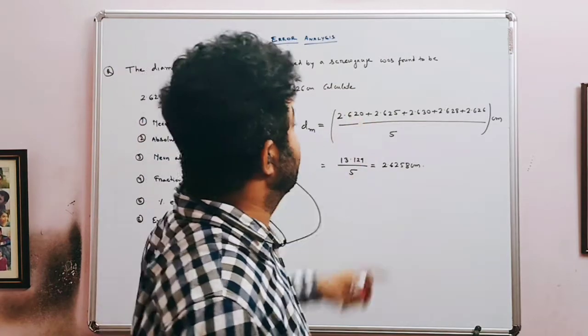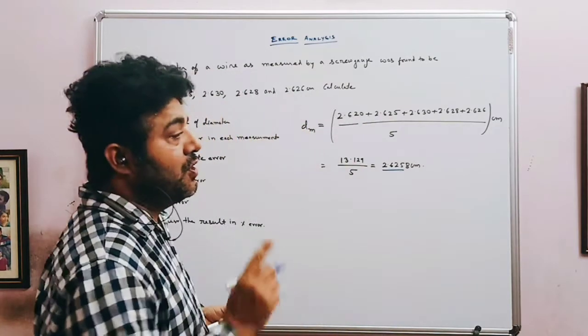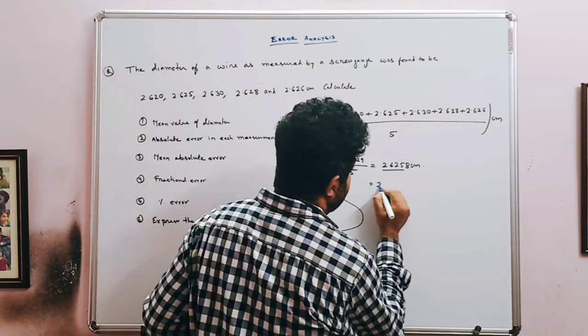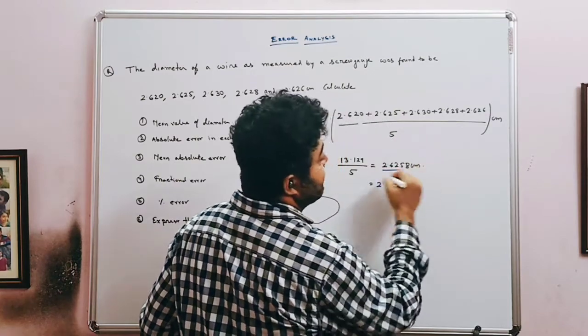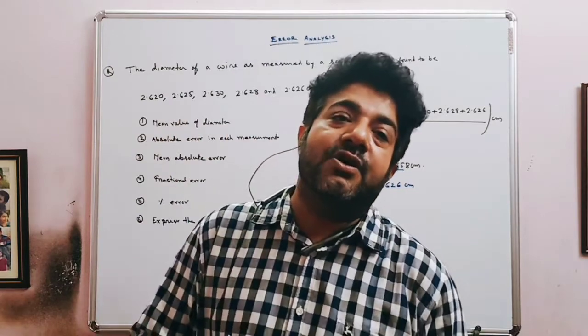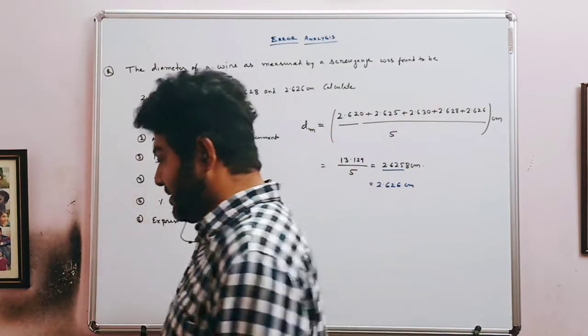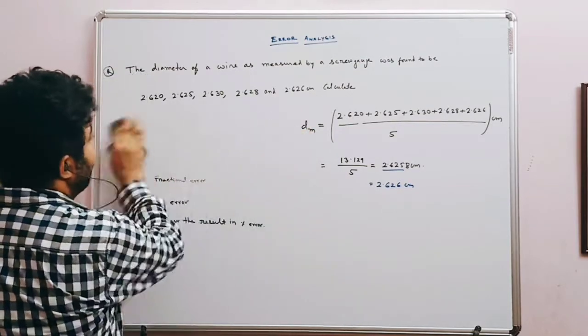Now see, according to the rule of addition and subtraction, after the decimal, the minimum number of significant digits here is 3. So we have to round it off up to 3 significant figures. This is very, very important and compulsory. 2.626 centimeter. If you kept it in the earlier form, then it's wrong and the examiner has the full right to cut your answer.